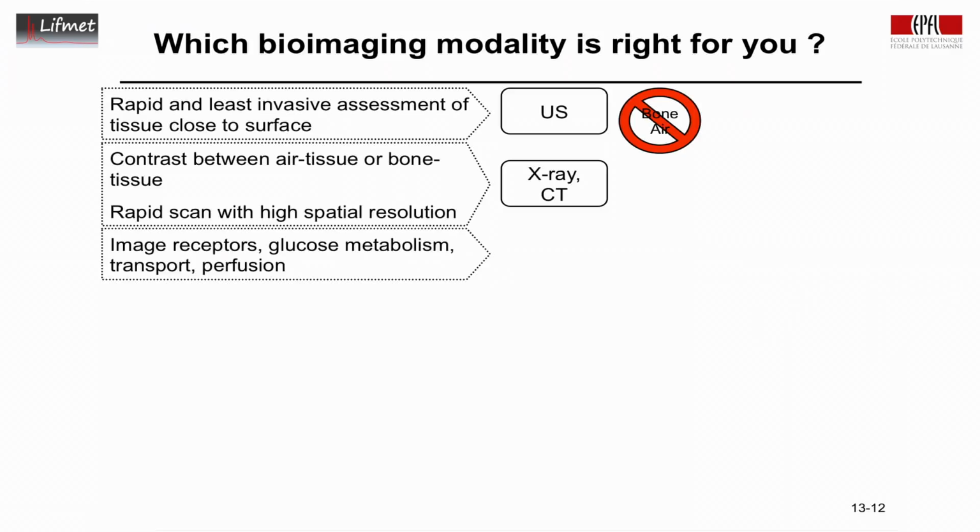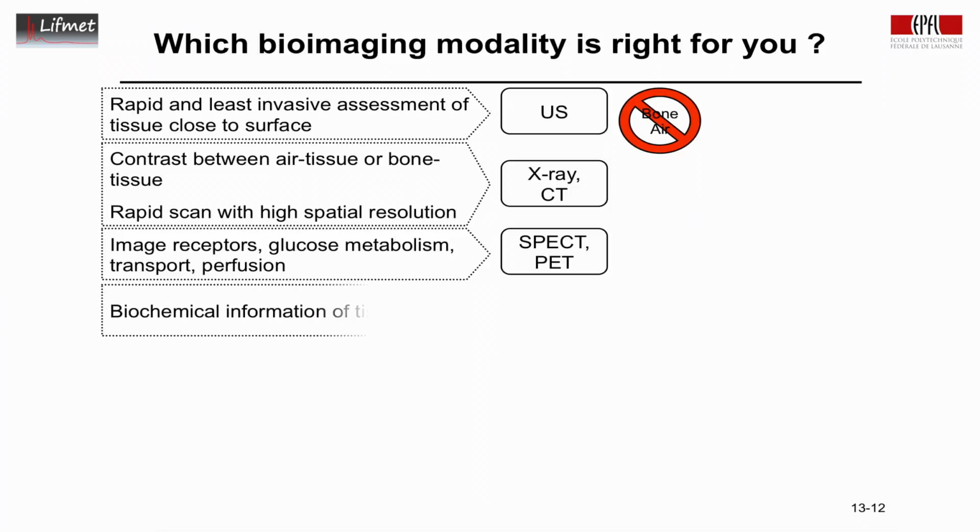Finally, if one is interested in metabolism, imaging receptors, glucose metabolism, transport and perfusion, then one has SPECT and PET as the techniques to be used here, the metabolic imaging techniques and blood flow imaging techniques, the emission computed tomography, SPECT, and positron emission tomography techniques.